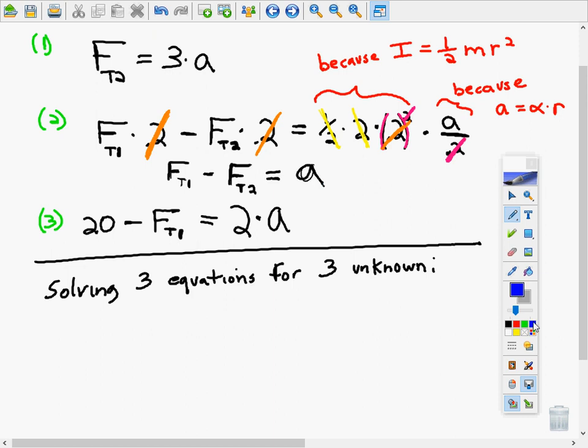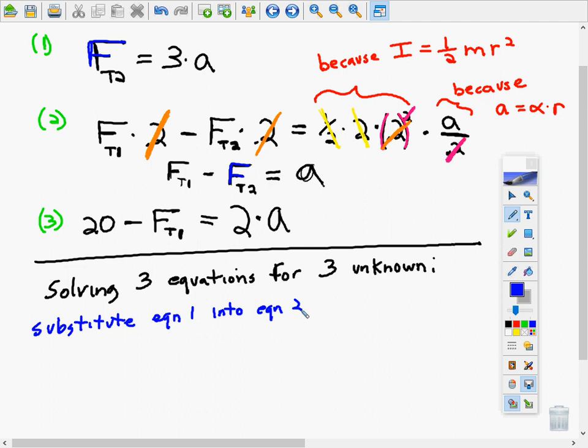What I recognize is if I take this ft2 right here, and I substitute in the value for this ft2, my second equation will only have an ft1 and an a, and my third equation has an ft1 and an a. So I would immediately reduce the problem to 2 equations and 2 unknowns. So I'm going to substitute equation 1 into equation 2.